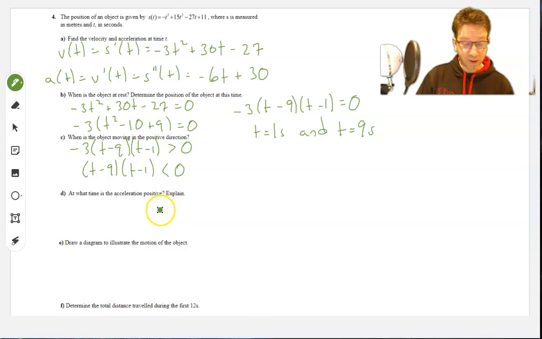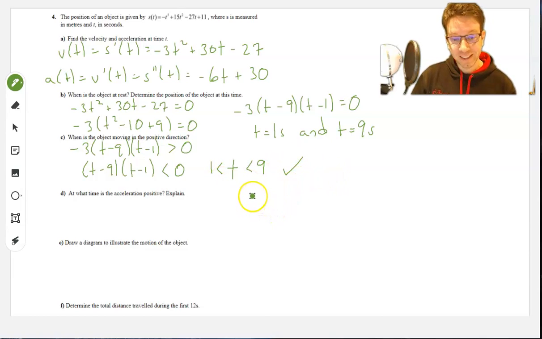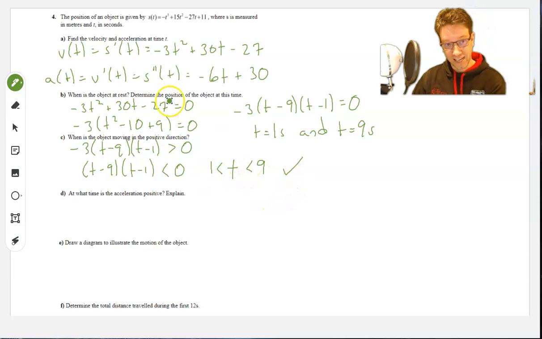What about any number greater than 9? Well, if they're both greater than 9, you'll see that both brackets will be positive, and again, does not match our inequality. However, if t is greater than 1 and less than 9, then our first bracket here is negative and our second bracket will be positive. Negative times a positive is a negative. That fits our inequality. Therefore, the object is moving in the positive direction between 1 second and 9 seconds.